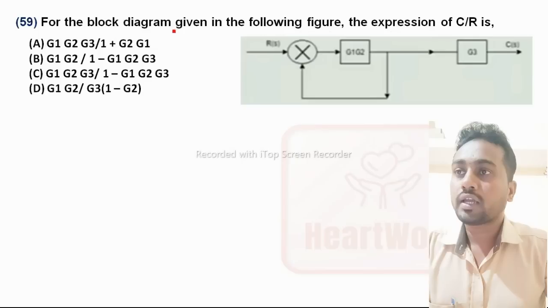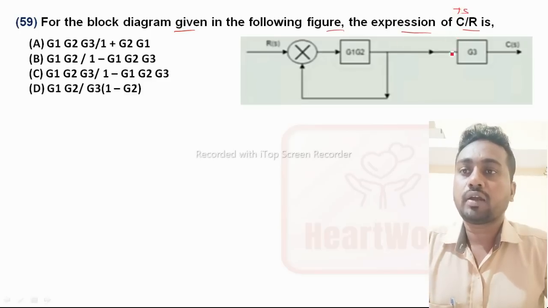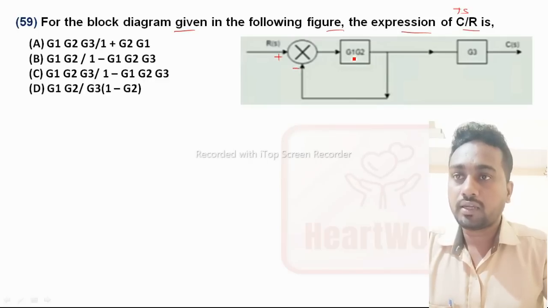For the block diagram given in the following figure, the expression of C by R means we have to find the transfer function. Here the question seems to be missing something. Here it is negative, here it is positive, and this is G1, G2 and this is G3.